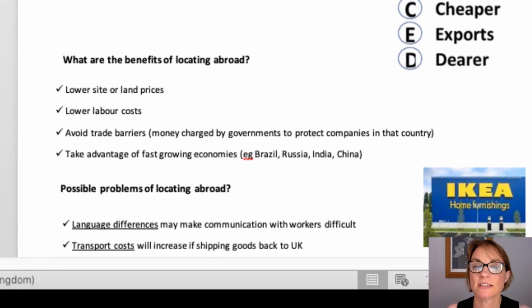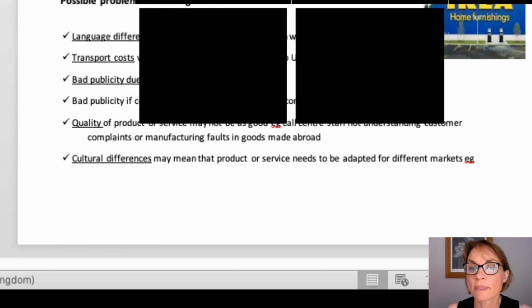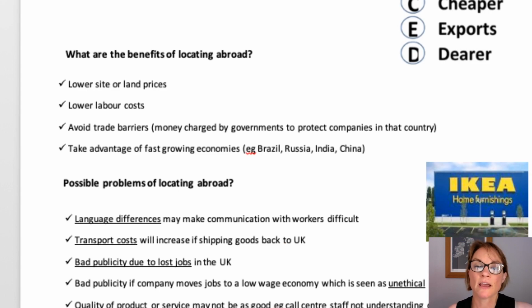And then the last part of this is, what are the benefits of locating abroad, which I think most people get okay. The benefits are lower labour costs, cheaper land, cheaper site prices. You avoid trade barriers in case the governments are trying to protect companies in that country. They might put a tariff on your product if you export it into that country. However, if you produce it there, you won't pay the tariffs. Some governments give incentives to set up businesses in their country, and there are some very fast-growing economies that you might want to take advantage of.